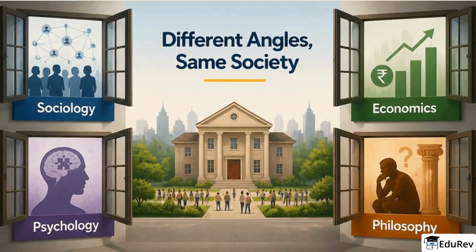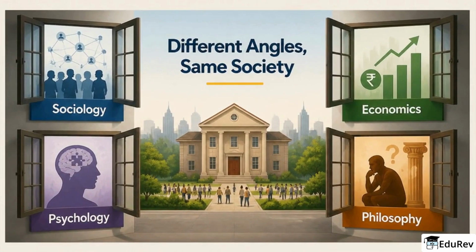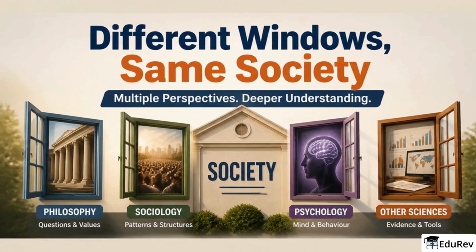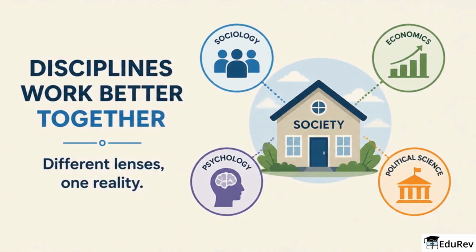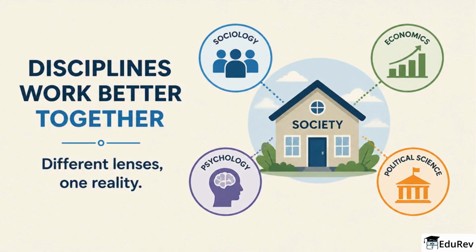To make these links easy to recall, imagine each discipline as a window looking at the same house of society from a slightly different angle. When UPSC asks about governance, development, or social change, choose the windows that best illuminate the issue and explain why they matter. A common mistake is to treat disciplines as isolated. Better answers show how they interact and complement each other to explain real-world problems.